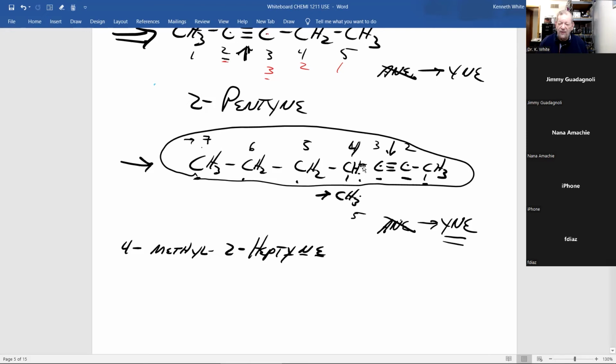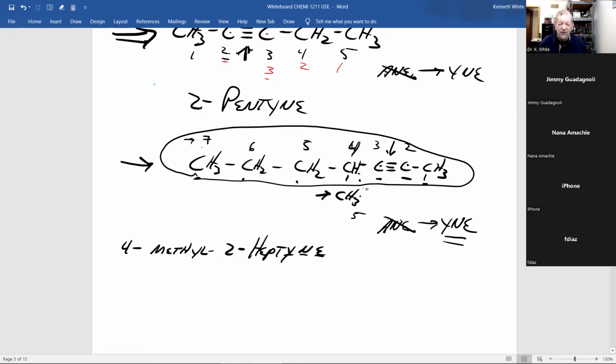And here, if we start from this side, it's on carbon 2. If we start from this side, it's on carbon 5. Which was smaller? Was it 1, 2, 3, 4? Actually, it's carbon 6. I counted wrong. Bad Dr. White. But 2 is still less than 6. So that would be 2-heptyne.